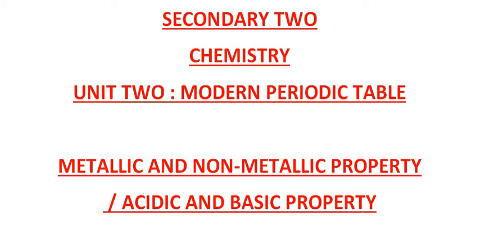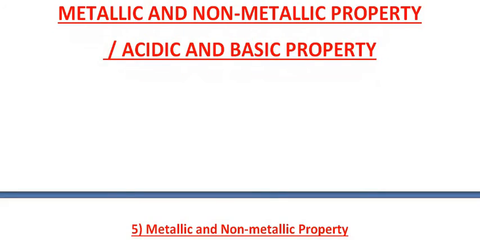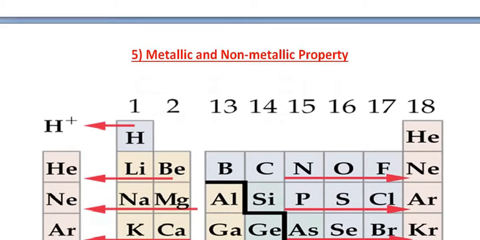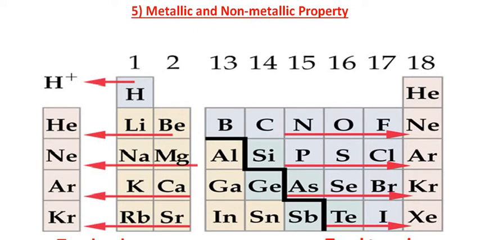Now we are still in unit 2, the modern periodic table, and our lesson today is the metallic and non-metallic properties, also the acidic and basic properties. The first one is metallic and non-metallic properties. If you have the periodic table as it is here, the groups 1, 2, 3, 4, 5 are not mentioned here, but 13, 14, 15 and so on till 18.